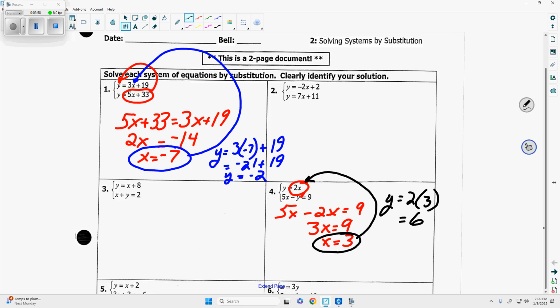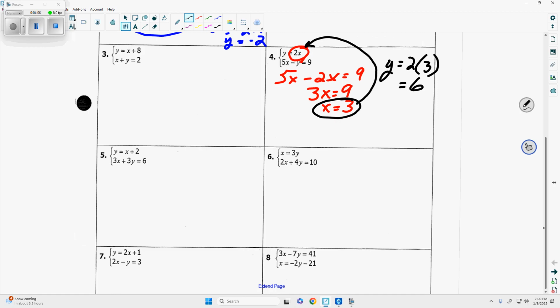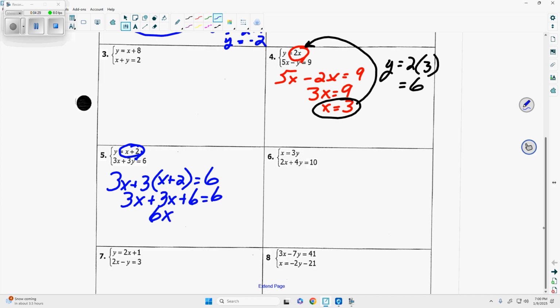But wait, there's more. Let's take this baby and plug it in right there. So that'd be 3x plus 3 parenthesis x plus 2 equals 6. So 3x plus 3x plus 6 equals 6. 6x plus 6 equals 6. 6x equals 0. And x equals 0. My hero. Take that baby and then plug it in right there. And then y would equal 0 plus 2. And so y equals 2.